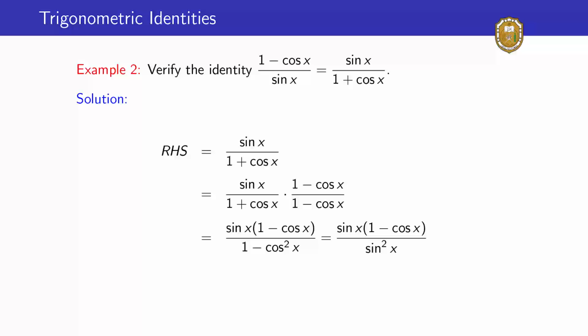Here we have employed the identity sin square x plus cos square x is equal to 1, and that tells us that 1 minus cos square x is equal to sin square x. This 1 minus cos square x over here becomes sin square x. Okay, so then this eventually simplifies to the numerator becoming 1 minus cos x, and the denominator becomes sin x, which is actually the left hand side. So I have shown that the right hand side is equal to the left hand side.